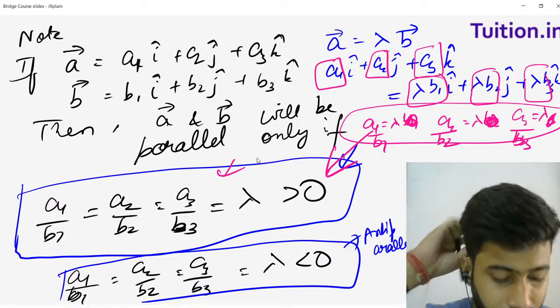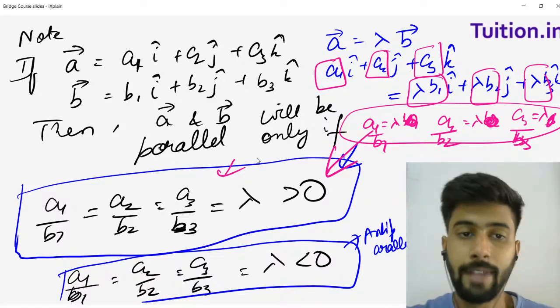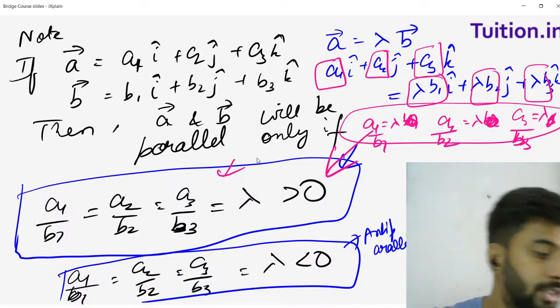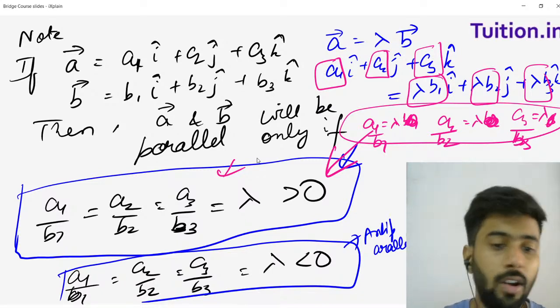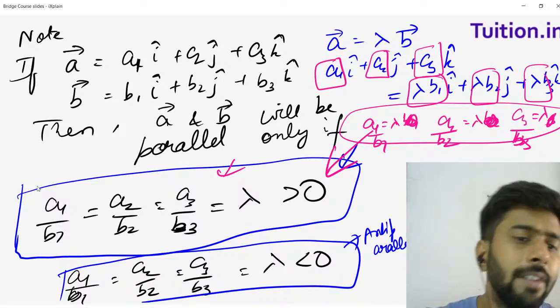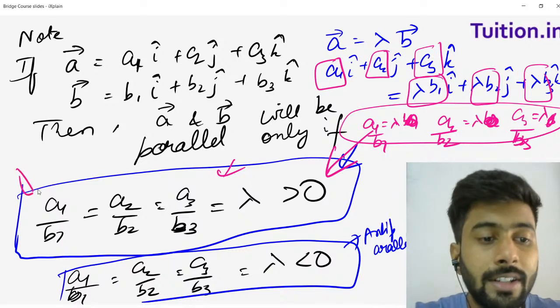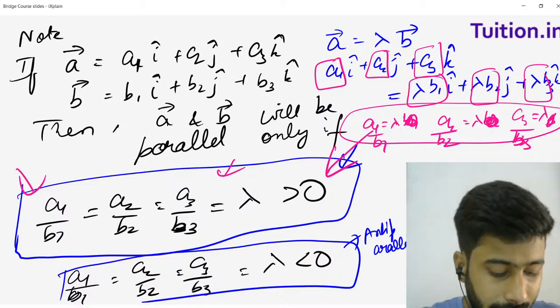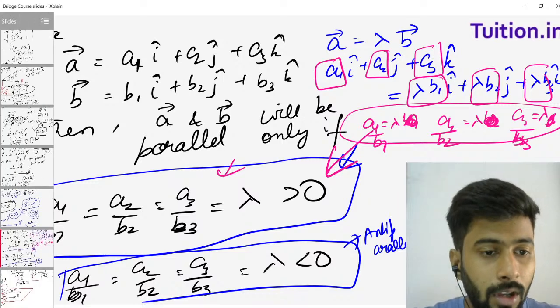So remember, you can use this trick when vectors are in component form. You can use this to check whether they are parallel or anti-parallel. But anyways, I didn't want you to remember this result blindly. I wanted you to understand what this result means. Okay, moving on.